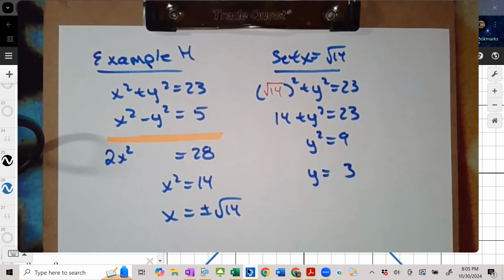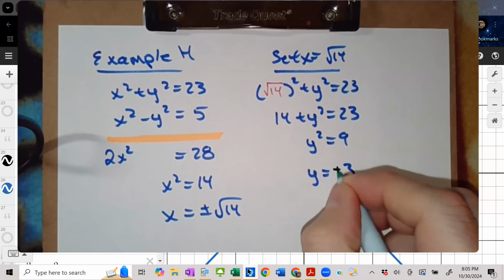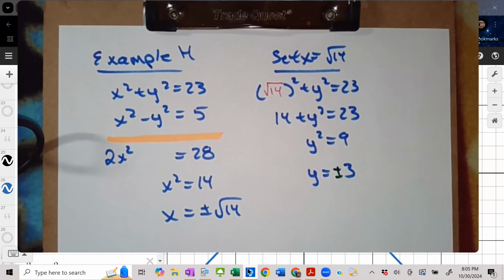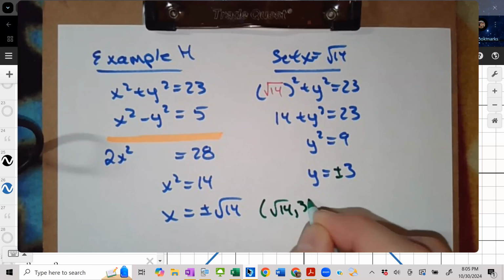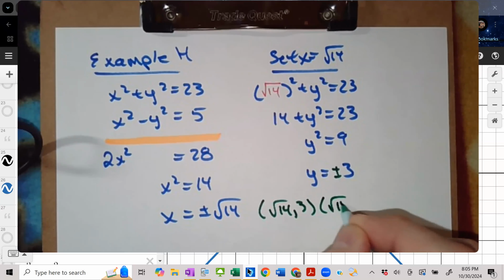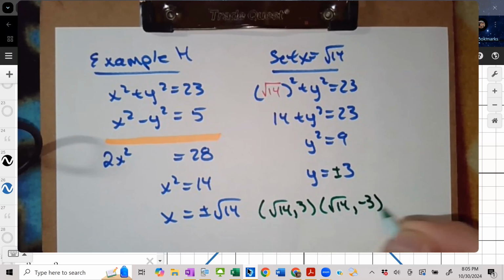What do you think? y equals 3? Give yourself a pat on the back if you're screaming at the screen and saying, no, no, no, no, you need that plus or minus. Good job. So that gives you two solutions. That gives you square root of 14 and 3, and square root of 14 and -3.